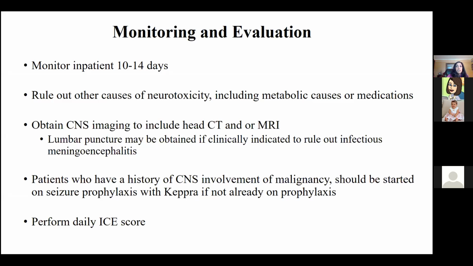Patients that have a history of CNS involvement of their malignancy, or tumors in the head and neck area, or very high white counts, or some other reason that we think they're at high risk for CNS involvement of malignancy, are typically started on Keppra for prophylaxis. Other centers have started putting everybody on Keppra for prophylaxis. We have started doing that as well, but we don't have enough numbers to know if that has made any difference. We haven't had any patients that have developed seizures in a couple of years.